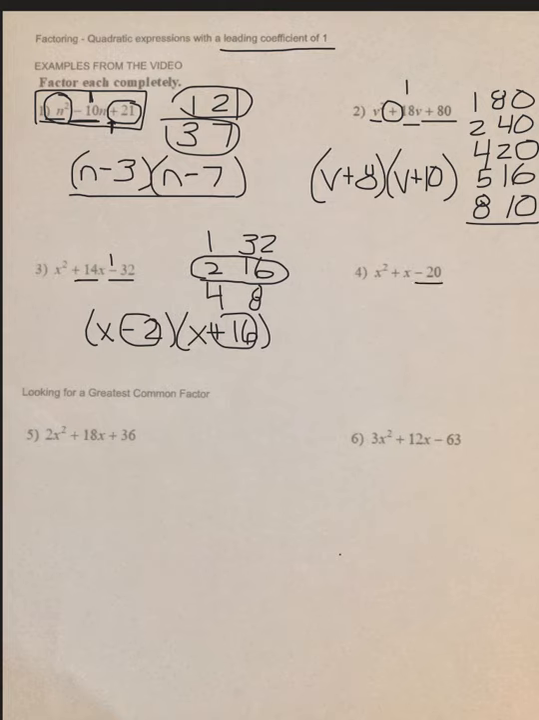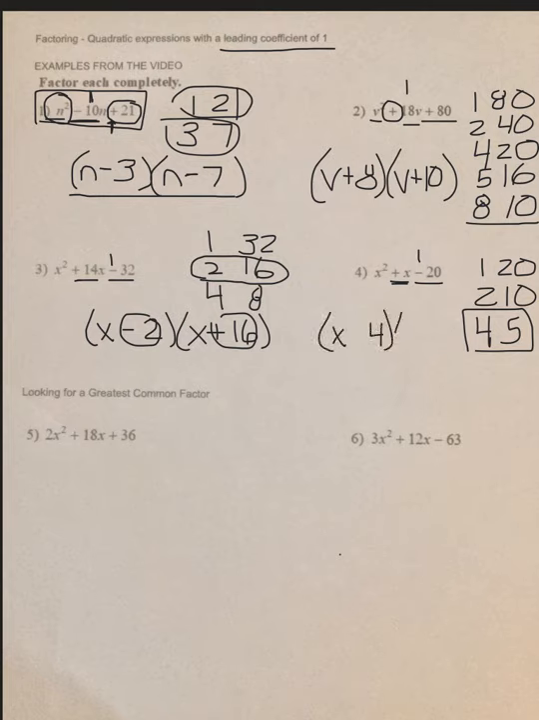Over here, same deal. 1 and 20, 2 and 10, 4 and 5. It's a negative sign, so I want the ones that are 1 apart. Remember, there's an understood 1 right there. So 4 and 5 are 1 apart. It doesn't matter if you put the 4 first or the 5 first, because we're going to put the signs in accordingly. We want a positive 1, opposite signs. So the 5 has to be positive and the 4 has to be negative.